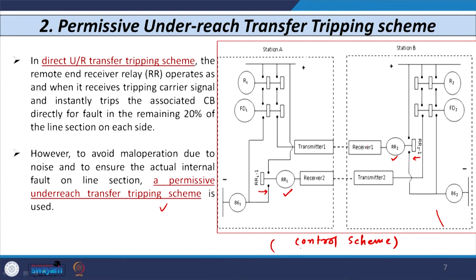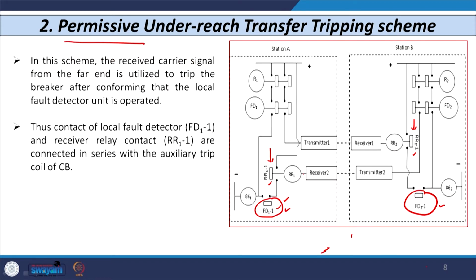You can see that in this case R2 will detect this fault in the first zone. So relay R2 operates, fault detector 2 also operates, tripping is initiated from here, and the coil of the 86-2 auxiliary relay is energized, which further gives tripping to the circuit breaker. The relay R2 at the same time also transmits the signal through transmitter 2, which is received at substation A by receiver 2, and hence the coil of receiver relay 1 is energized and its contact closes. Now, as you can see here, we have again connected the fault detector unit contact of FD1 here.